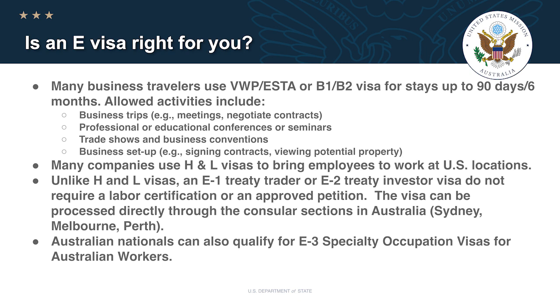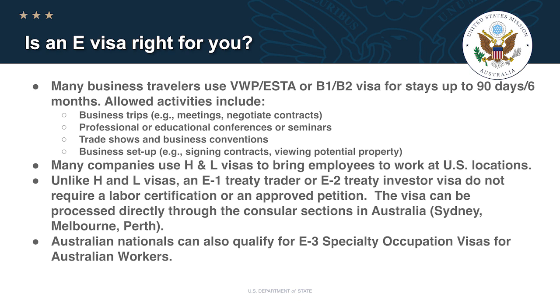Companies operating in the United States that want to bring non-US citizen workers will generally use the H and L categories. H is for specialty workers, L is for intra-company transfers.